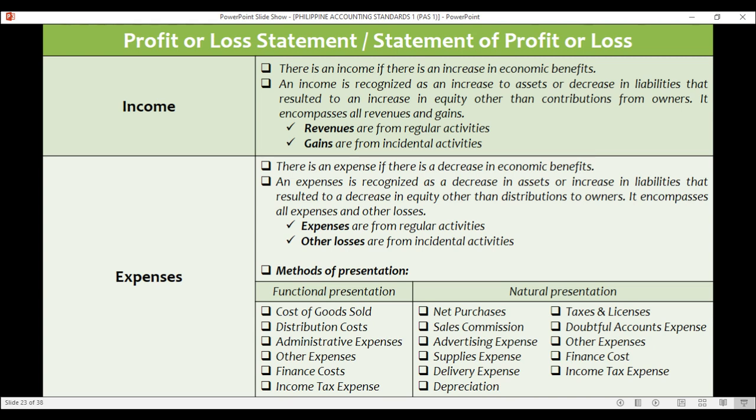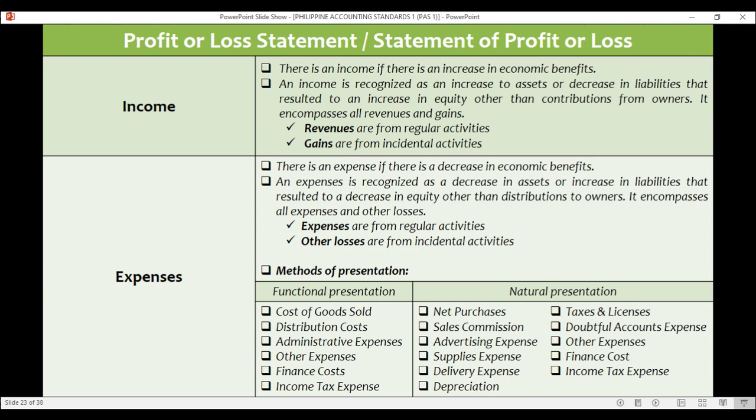Now we have expenses. There is an expense if there is a decrease in economic benefits. A good example for that is the recognition of depreciation. An expense is recognized as a decrease in assets or increase in liabilities that results in a decrease in equity, other than distribution to owners. It encompasses all expenses and losses. When we say expenses, generally we mean those coming from regular activities. Then other losses are from incidental activities. So each is a mirror of the other: revenues for expenses, then gains with other losses.